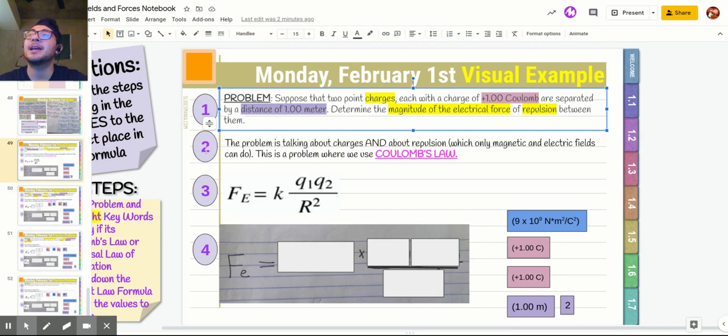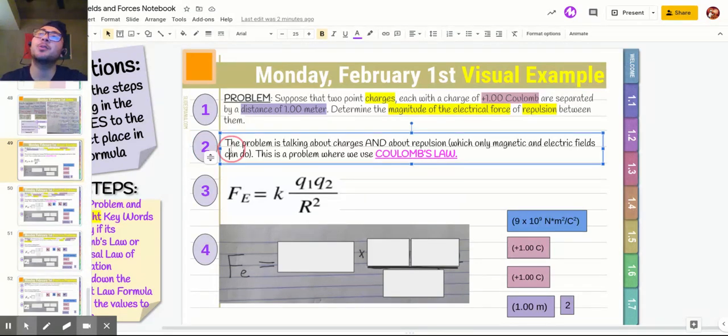Okay. Second step. The second step is identify if we're going to use Coulomb's law or the law of universal gravitation. Well, I put right here a little description. I put the problem is talking about charges and about repulsion, which only magnetic and electric fields can do. Remember, the universal law, the gravitation fields can only do attraction.